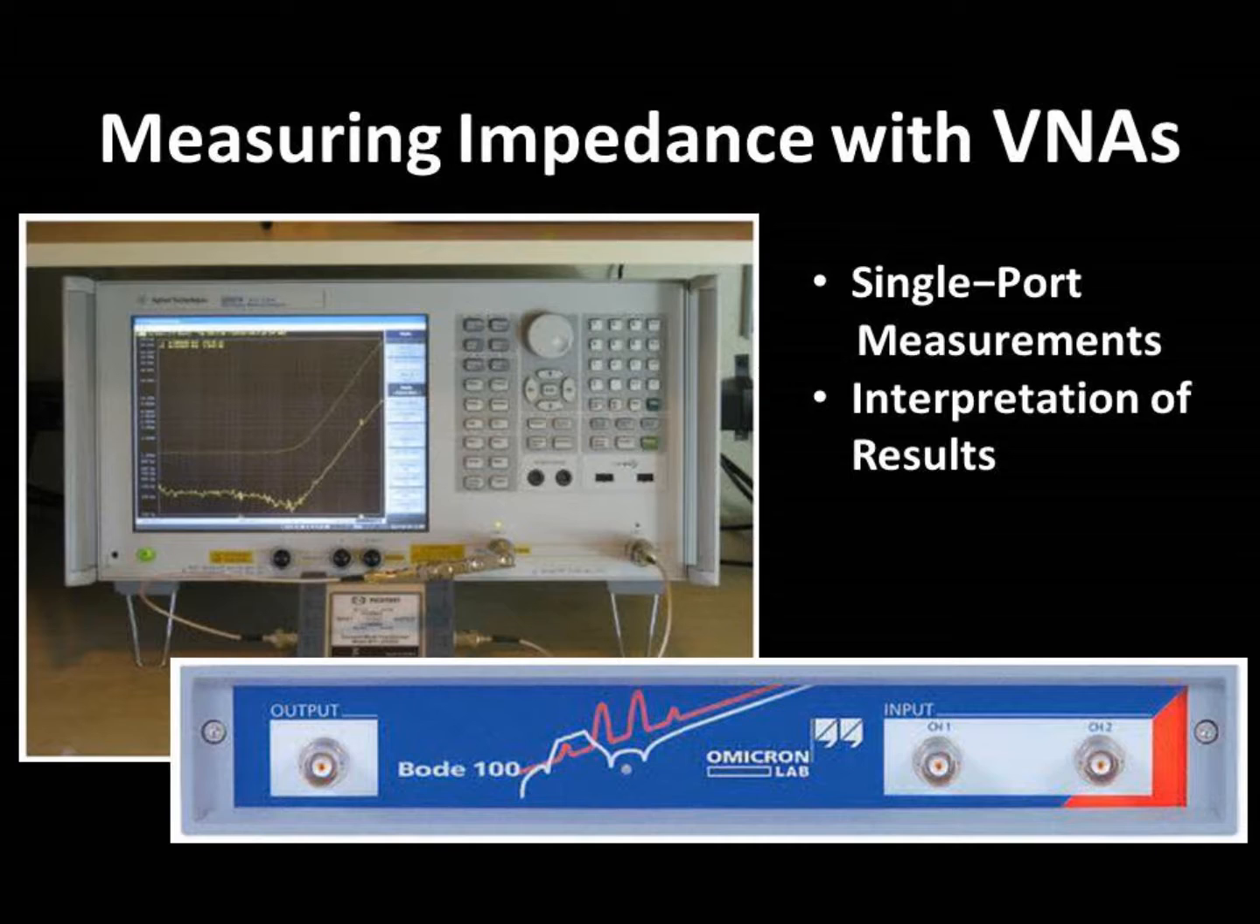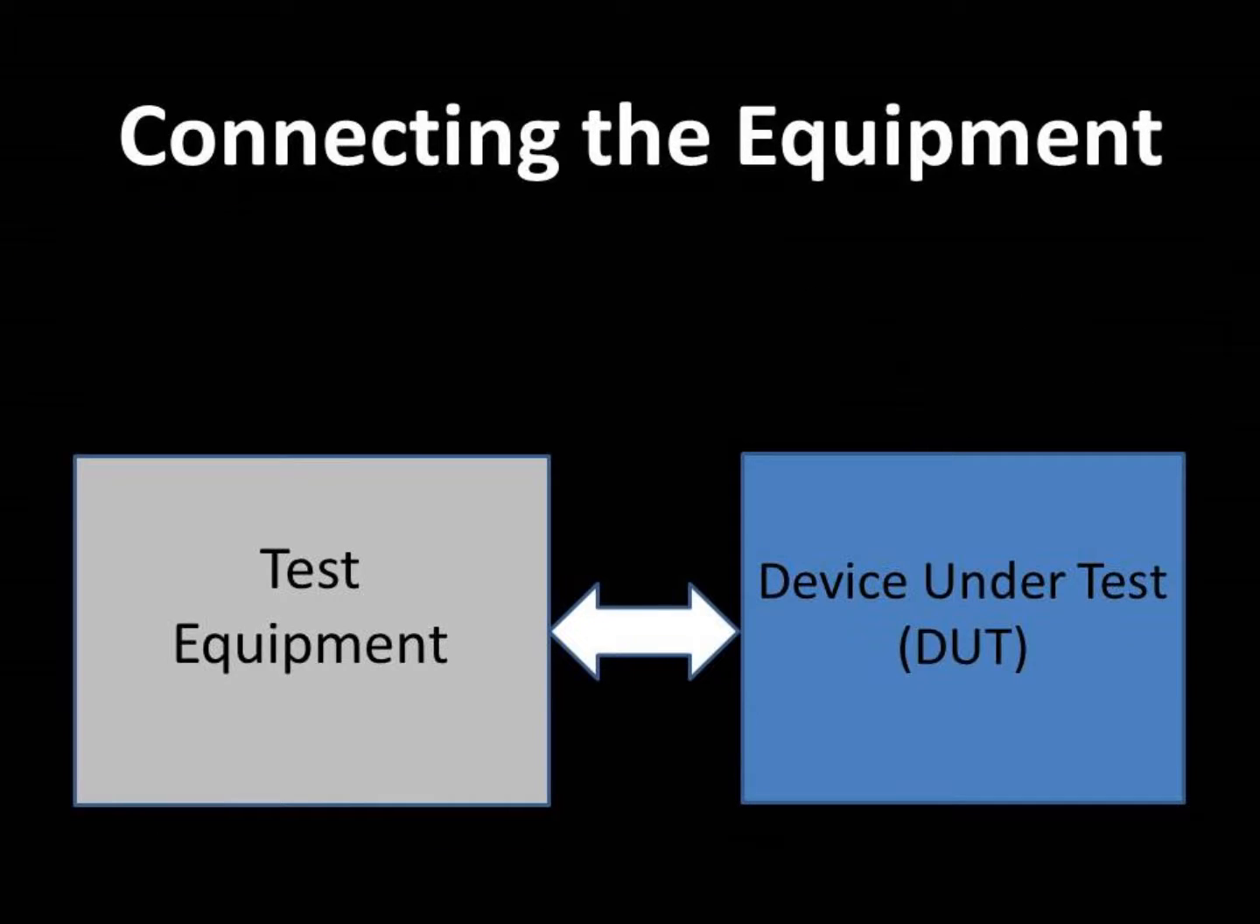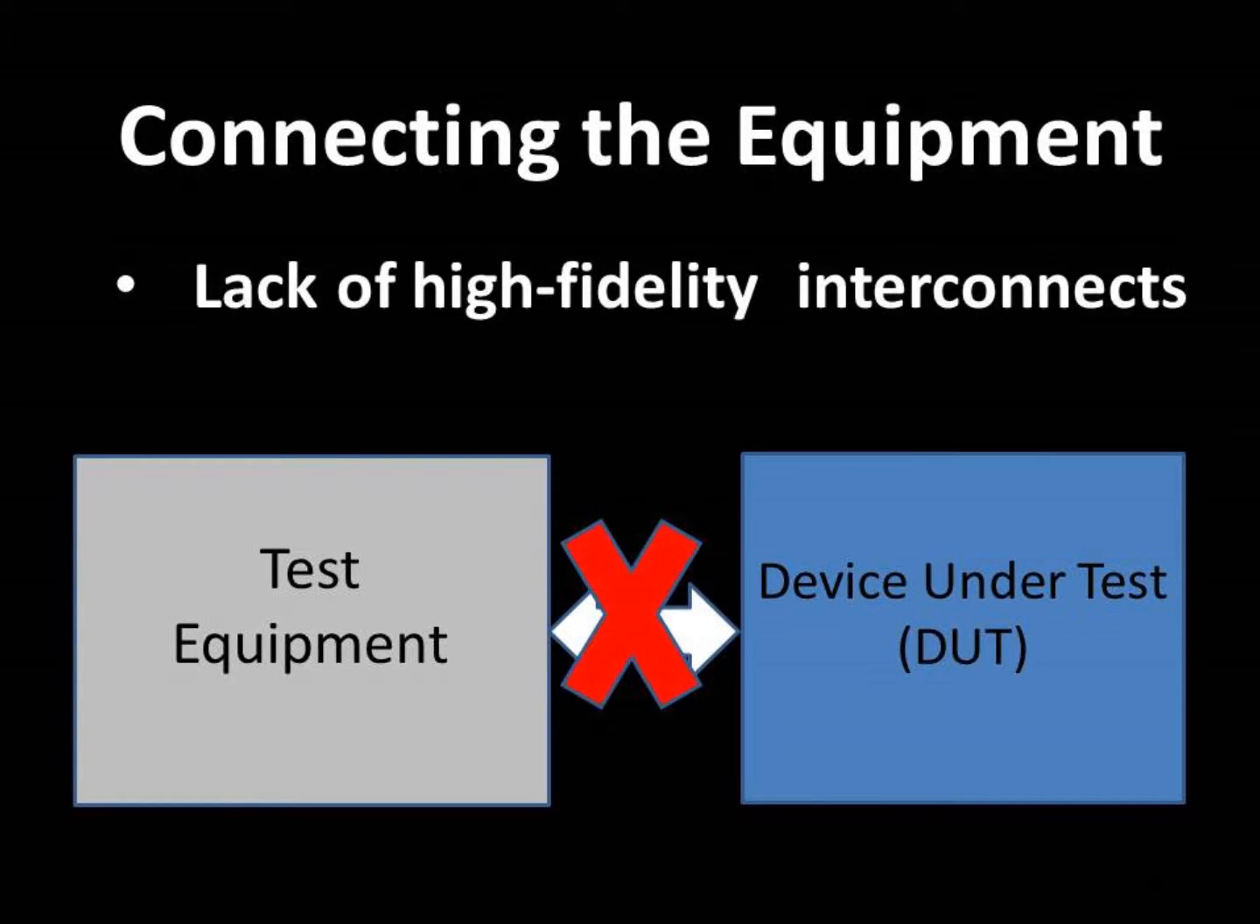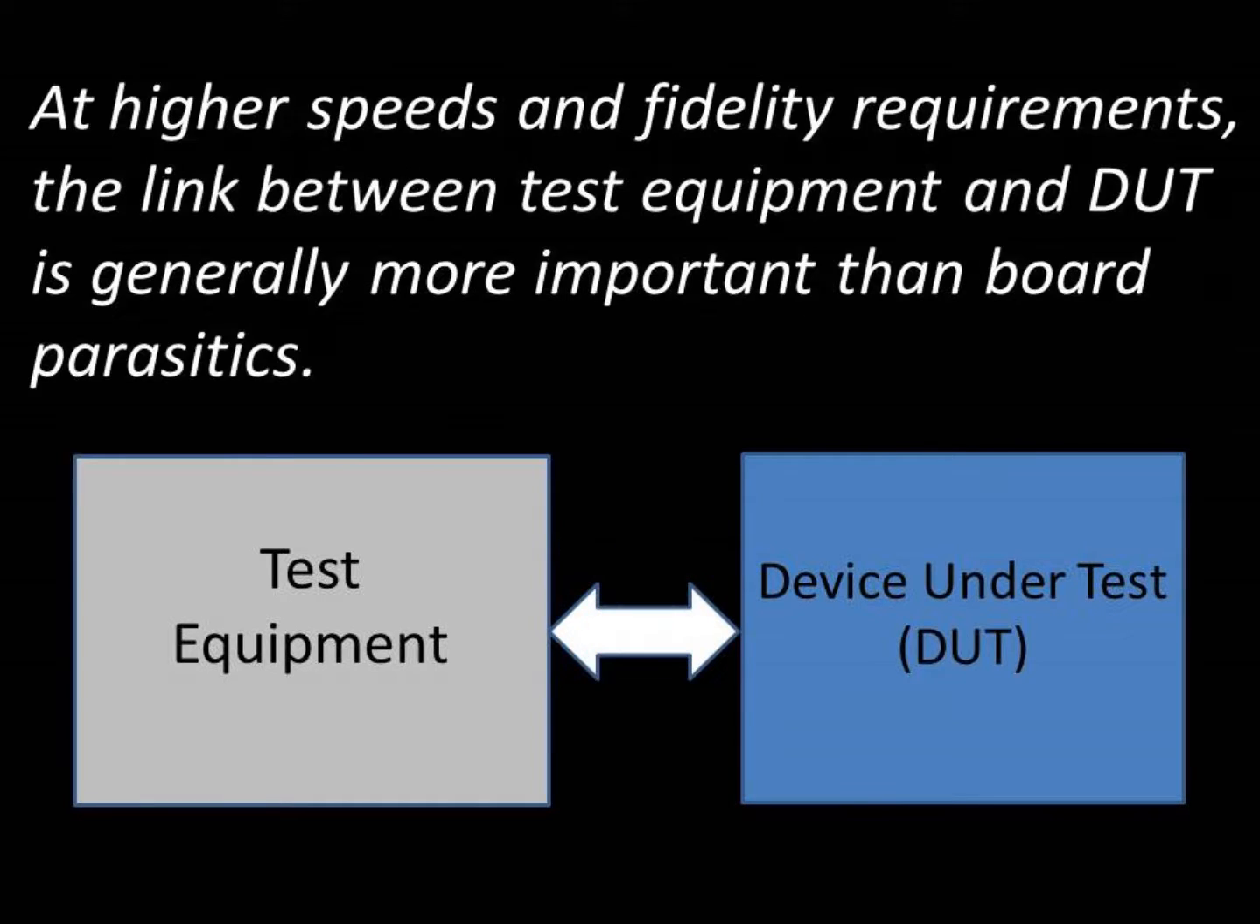But before we begin to discuss measuring impedance with VNAs, we need to understand the essential role of interconnects in making high-fidelity impedance measurements. One of the major shortcomings of high-fidelity measurement is the lack of high-fidelity interconnects between the device under test and the test equipment. Many of our customers believe they've made good measurements while they've actually measured the limitations of their test equipment.